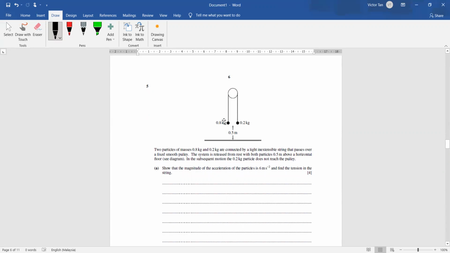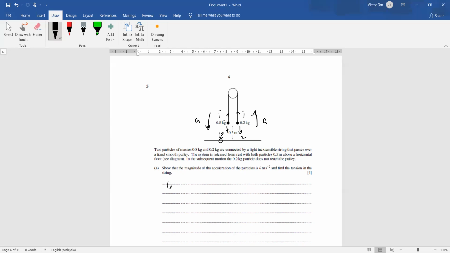Two particles of masses 0.8 kilogram and 0.2 kilogram are connected by a light inextensible string that passes over a fixed smooth pulley. The system is released from rest with both particles 0.5 meters above a horizontal floor. In the subsequent motion, the 0.2 kilogram particle does not reach the pulley. So this particle will move down, this one will move up, let's say with an acceleration of A. Mark all the forces. Tension is T. Weight is 8 here, weight is 2 here. Show that the magnitude of the acceleration and find the tension in the string.